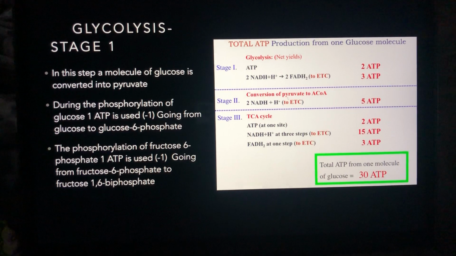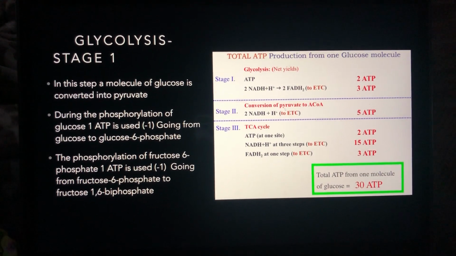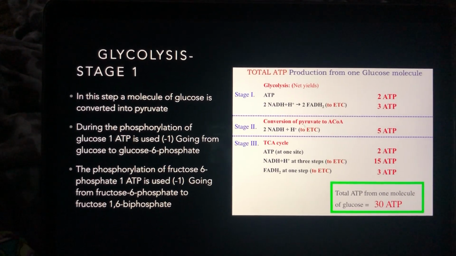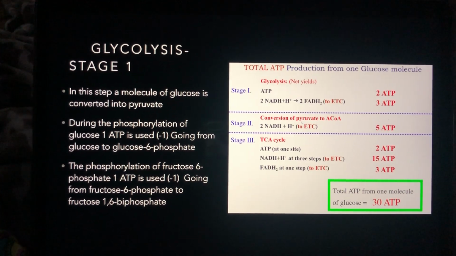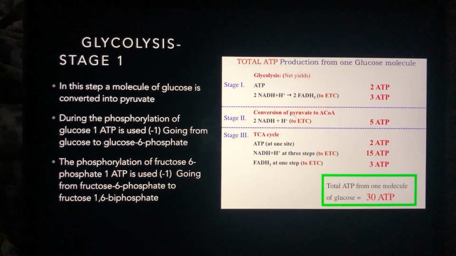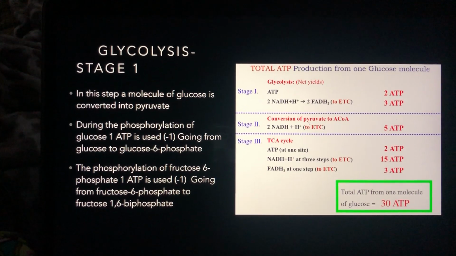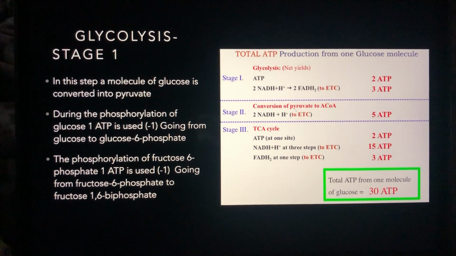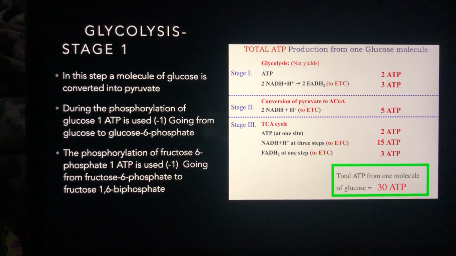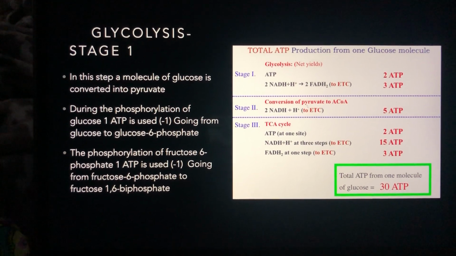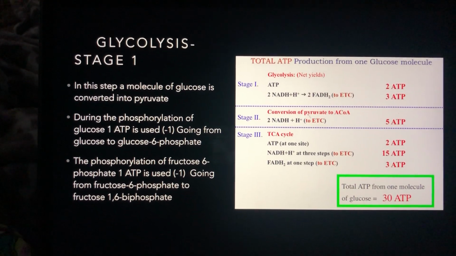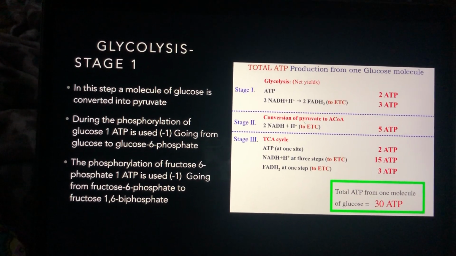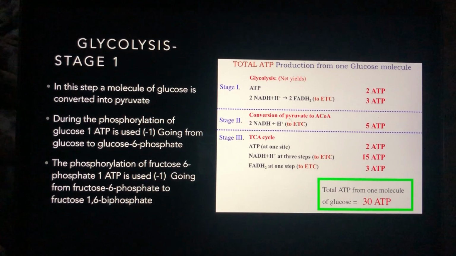In this step, a molecule of glucose is being converted into pyruvate. During the phosphorylation of glucose, 1 ATP is being used. So we're actually being set back negative 1 ATP, going from glucose to glucose 6-phosphate. And then in the phosphorylation of fructose 6-phosphate, another 1 ATP is being used. So we're going back another negative 1 ATP, going from fructose 6-phosphate to fructose 1,6-bisphosphate.